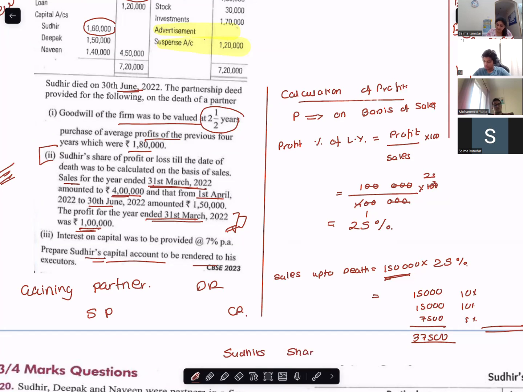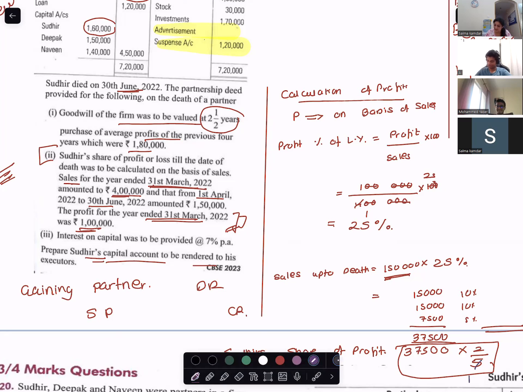Sudhir's share of profit. How much will it be? It will be 37,500 into 2/5. 75,000 into 2. 37,500 into 2/5. 5 ones are 5, 10, 15, 20, 25, 30, 35. 7s are 35. 5s are 25. 7,500 into 2, 15,000.